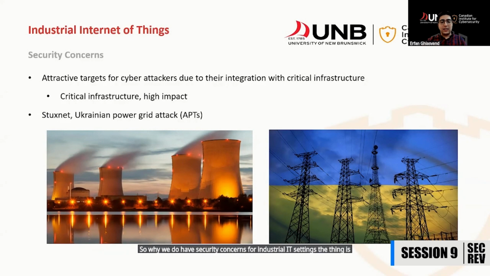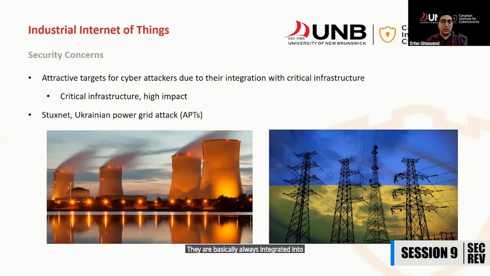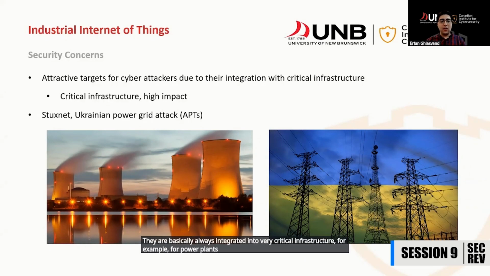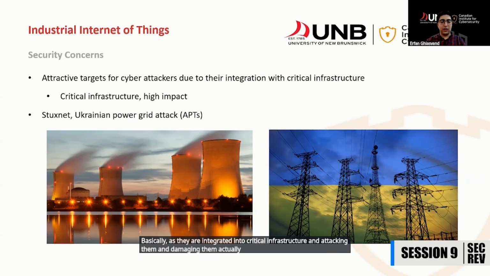As I provided some examples of industrial IoT, these things are very attractive targets for cyber attackers. Why is that? It's because they are always integrated into very critical infrastructure, for example, power plants or nuclear plants. So as they are integrated into critical infrastructure, attacking and damaging them has high impacts overall. Some examples of such attacks that are called APTs are the Stuxnet and also attacks on Ukrainian power grids.